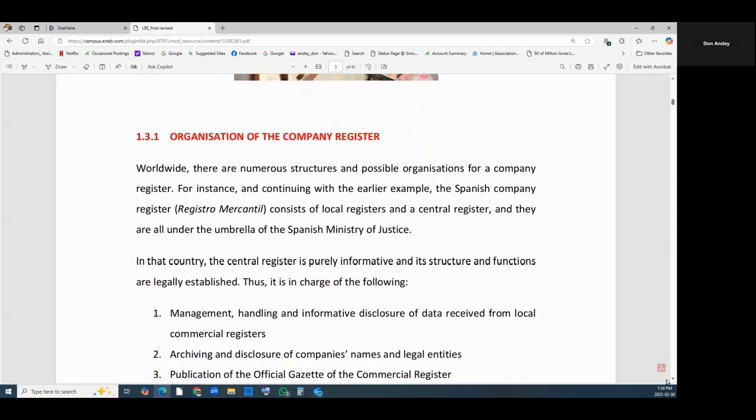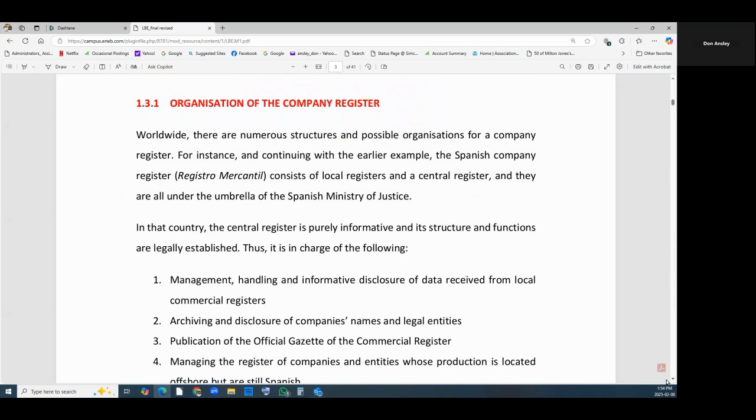Now, the organization of the company register. Well, worldwide, there are numerous structures and possible organizations for a company register. For instance, and continuing with the earlier example, the Spanish company register consists of local registries and a central register, and they are all under the umbrella of the Spanish Ministry of Justice. And in that country, the central register is purely informative, and its structure and functions are legally established.